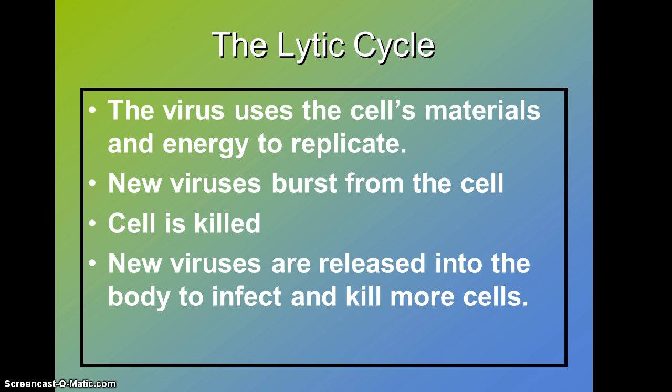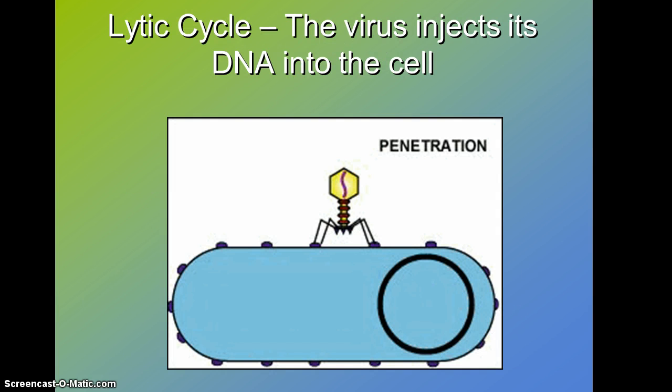The virus uses the cell's material and energy to replicate. The new viruses burst from the cell, which is killed, and new viruses are released into the body to infect and kill more cells. Once your immune system starts working, then your immune system hopefully will take over and get rid of the viruses. But until then, you are sick.